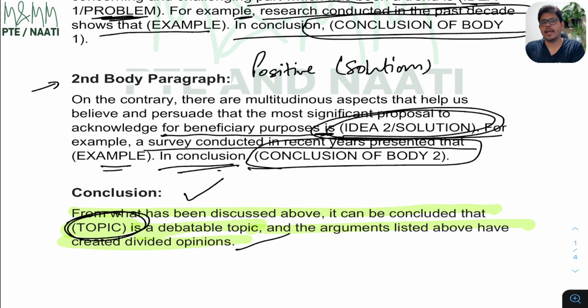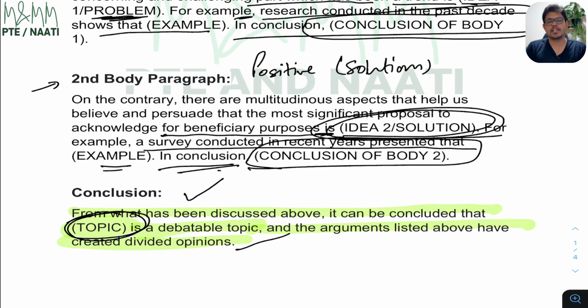So my idea is taken care of, which is positive. My example is taken care of, which is positive. And my conclusion is taken care of, which is positive. So the mindset remains the same. Body 1 negative, body 2 positive. Even for a 2-topic essay where you have 2 different topics, what can you do? Write down negative about any one.